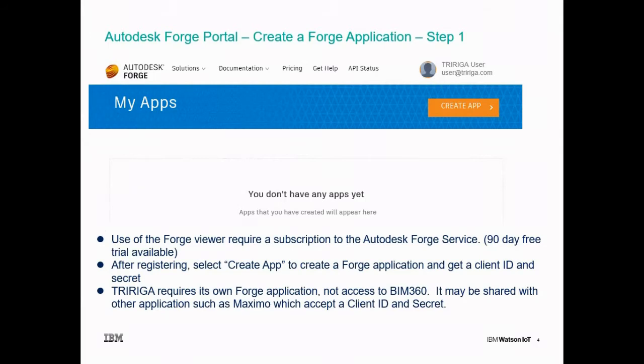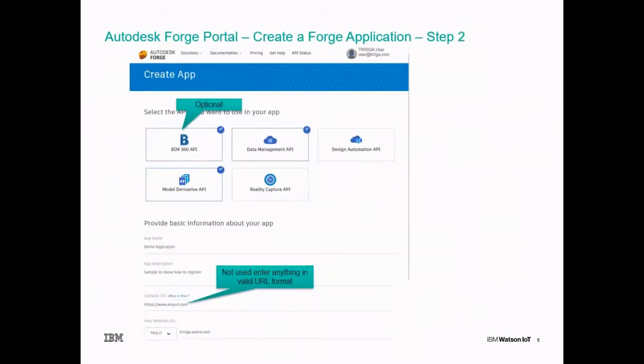A Forge application can be created from the Autodesk website. You will need to register for access to the website and then select the Create Application option. You'll be asked to select several APIs and provide some information about your application.